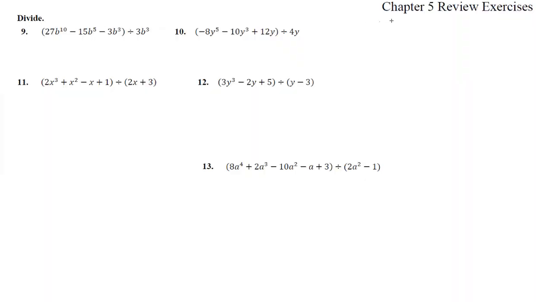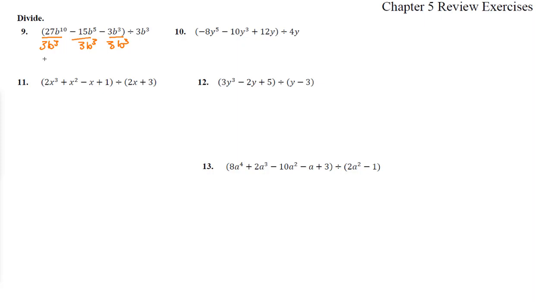Here we are in Chapter 5 review exercises numbers 9 through 13, and we are dividing polynomials. Here we have a trinomial divided by a monomial. That's nice. That means when you divide all of this by a monomial, you can just divide each individual piece and just use the rules of exponents, 3b cubed.